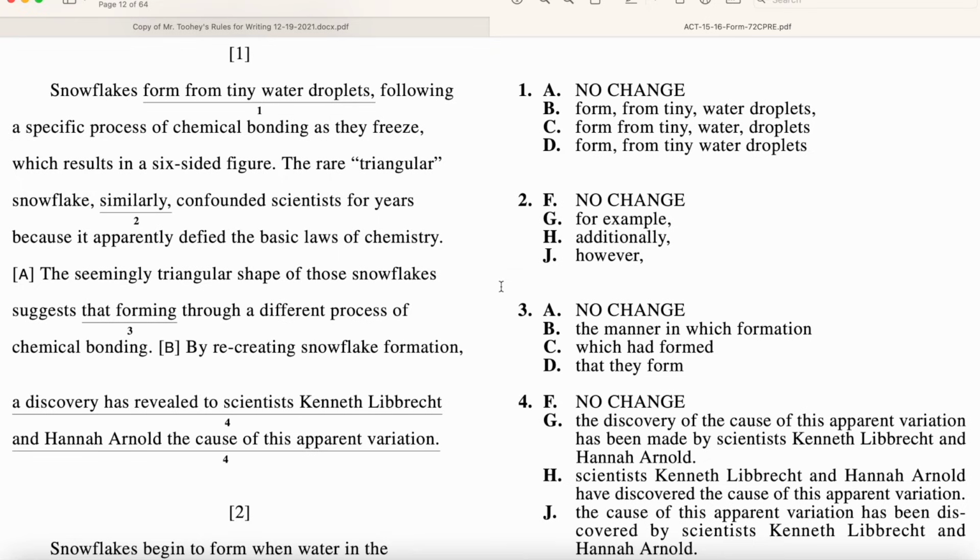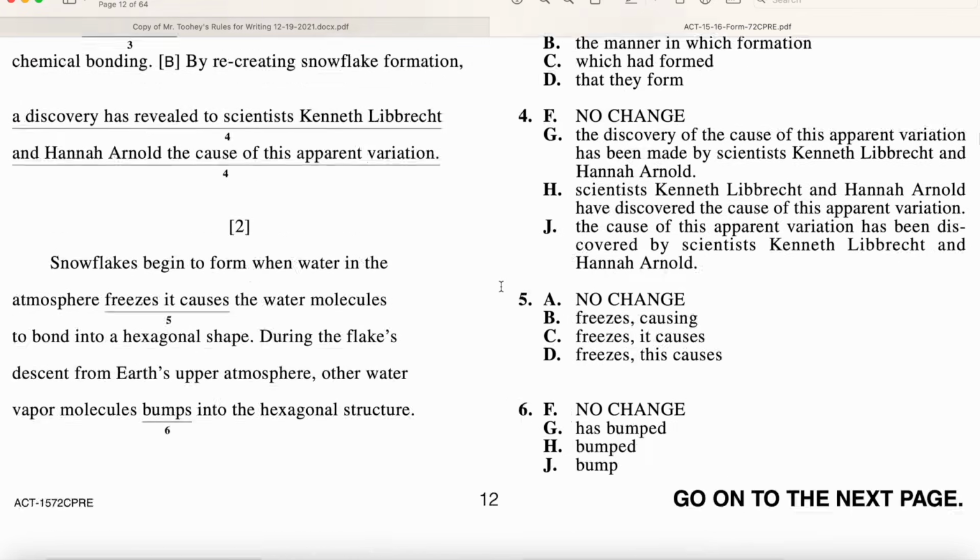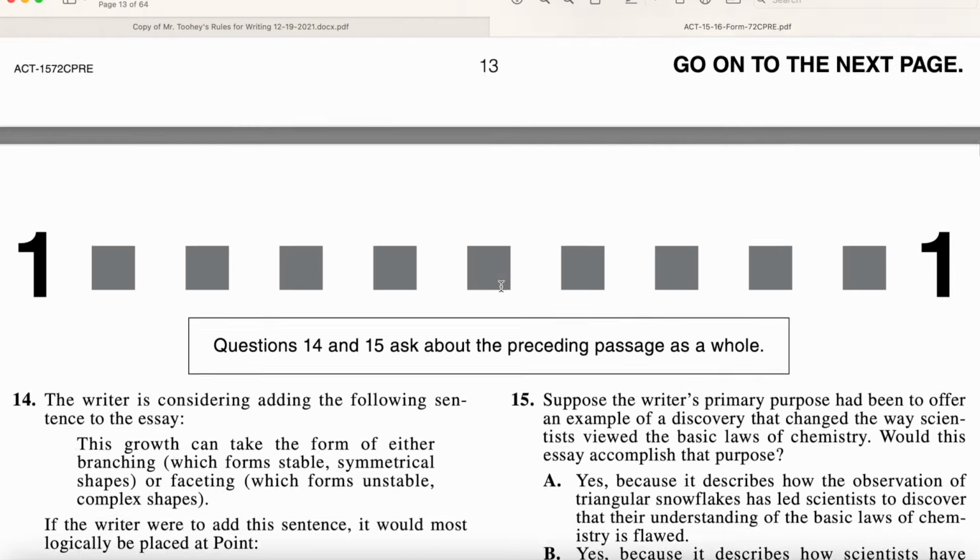This growth can take the form of either branching, which forms stable symmetrical shapes, or faceting, which forms unstable complex shapes. Okay, I think we'll stop you there. I mean, is there anything about growth there in the sentence before? No, that's not going to work, man. It's not going to work. Yeah. Let's try it. I'm guessing the next one is C.